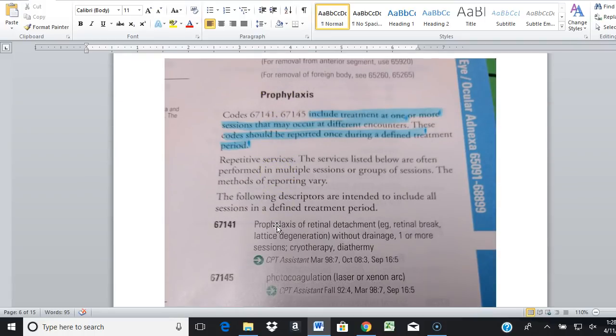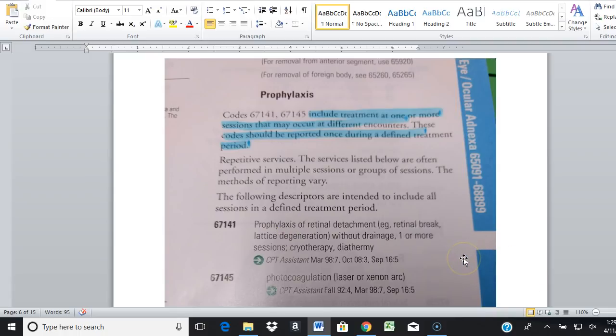Now, as we continue on in the ocular system, we're going to get into the posterior segment of the eye, which is the vitreous humor part. It's also going to talk about the retina and the choroid. And then we get to page 429 where we have the prophylaxis.